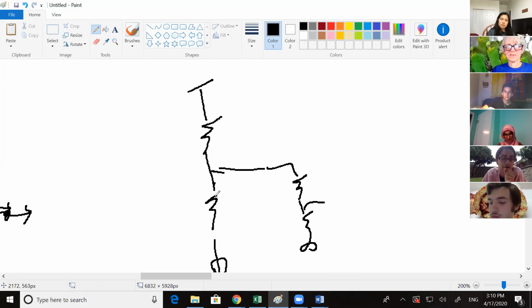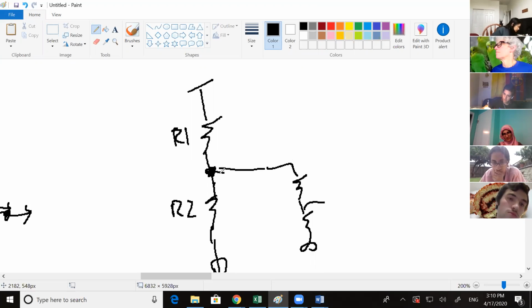Okay, so this one. So the question was, Bosco had a bad time with the first design, right? Yeah. And then the question was, how could you make this voltage closer to the voltage that you actually want? Yeah.